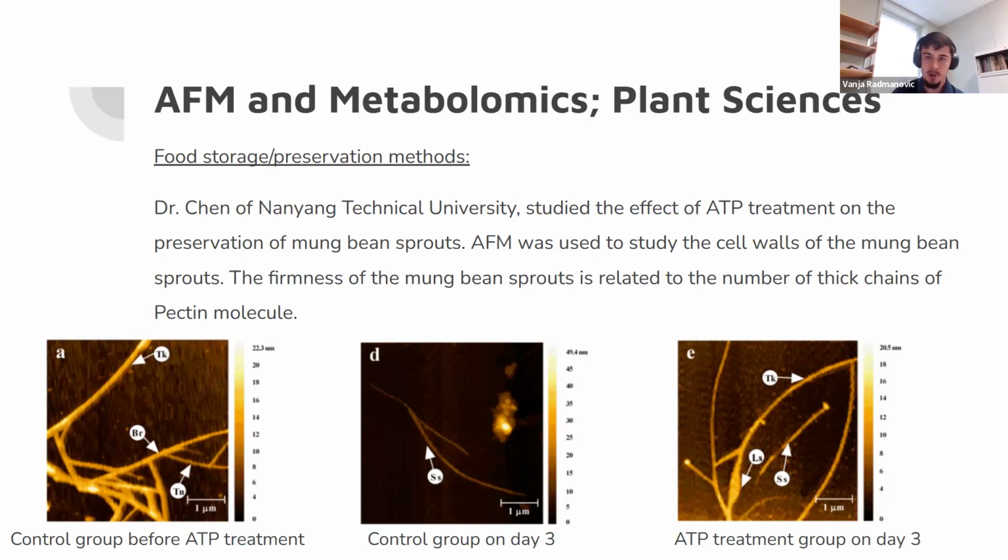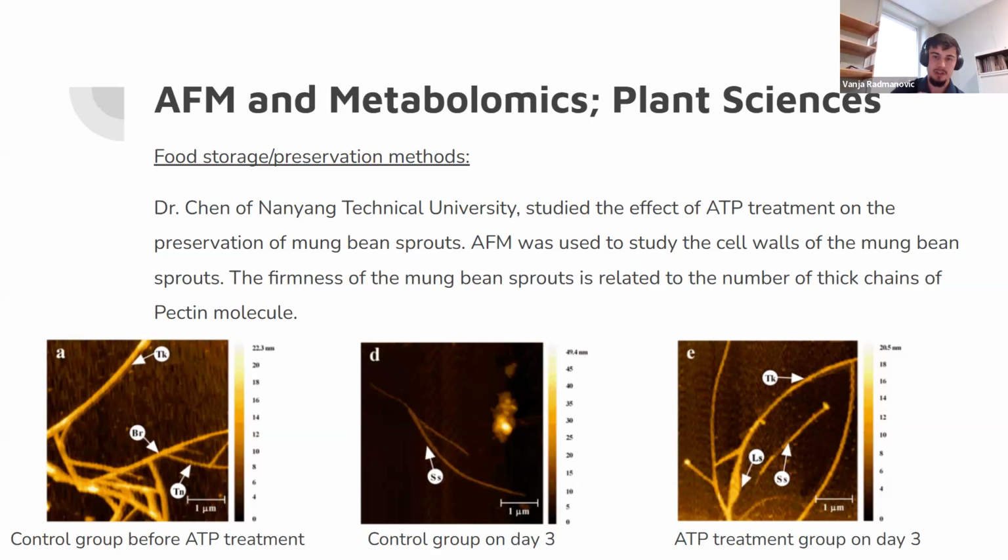And what they used atomic force microscopy for was to image the cell walls on the actual mung bean sprouts. They were specifically focusing on one molecule that we can see in the bottom left image, called the pectin molecule, which is in the cell walls of all kinds of fruits, not just mung bean sprouts. The thick branches you see on the bottom left image of the pectin molecule are for the control group at the start, when the food is fresh. Then on the third day with no ATP treatment, the pectin molecule degrades. There are no more branches. In the AFM image, in the middle picture, you can see just one little branch, but really most of the molecule is gone.